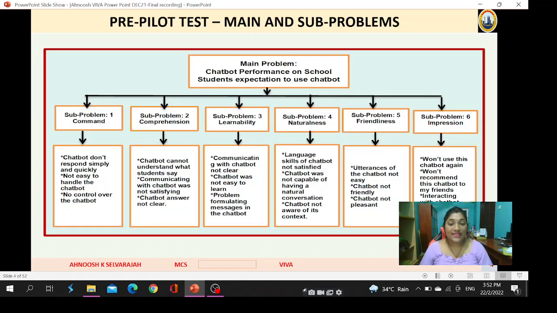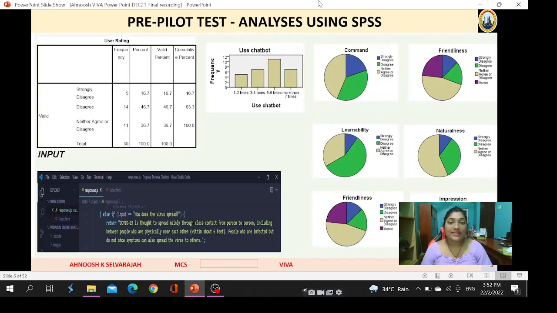In the pre-pilot test, the main problem is the chatbot performance on school students' expectation to use the chatbot. There are 6 sub-problems. When the students were asked whether they would use the chatbot again, mostly they said disagree, 46.7% of them. When asked how many times they use a chatbot in a day, mostly they said 5 to 6 times.